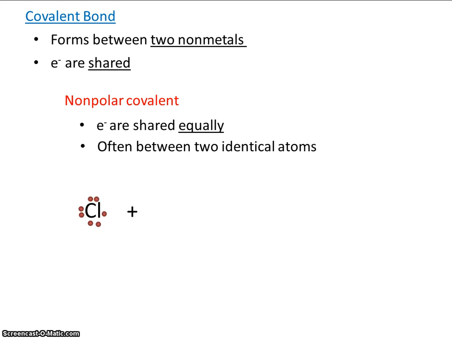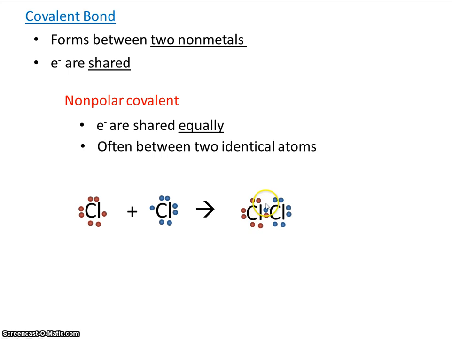Let's look at chlorine plus chlorine. This chlorine has 7 valence electrons, and this chlorine has 7 valence electrons. They each want one more valence electron. If the electron were to be transferred, one would have 8 and the other one would have 6. So that's not good. So what they'll do to achieve 8 is the electron will be shared.